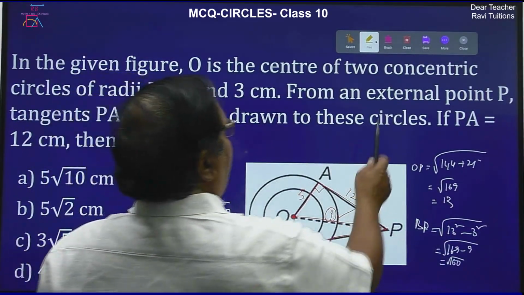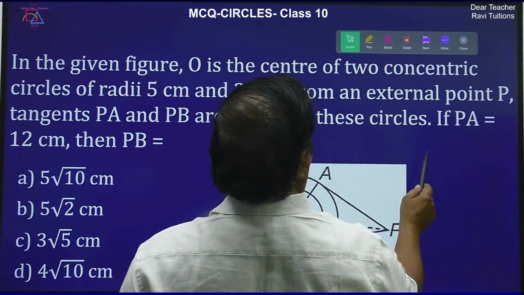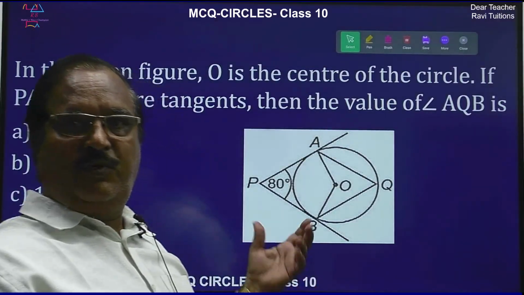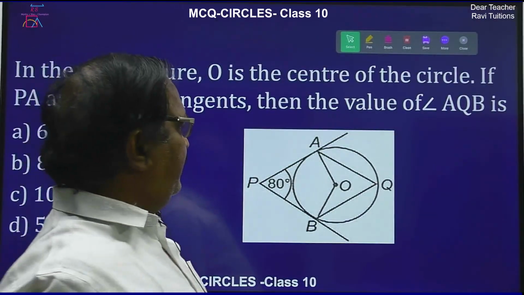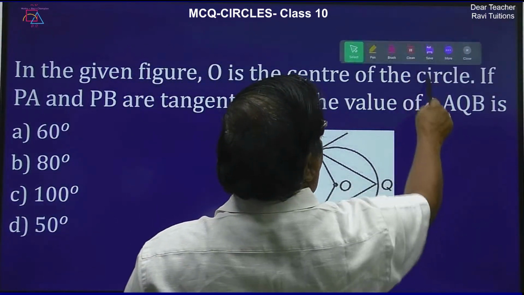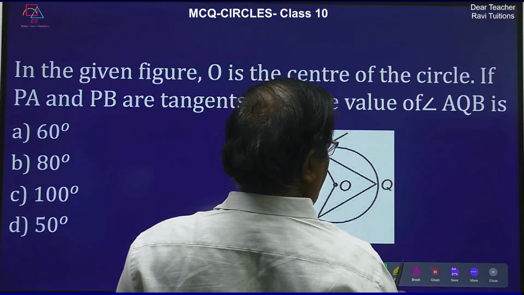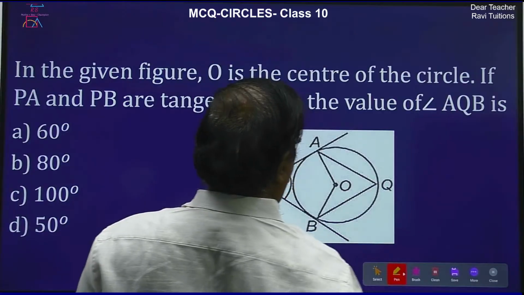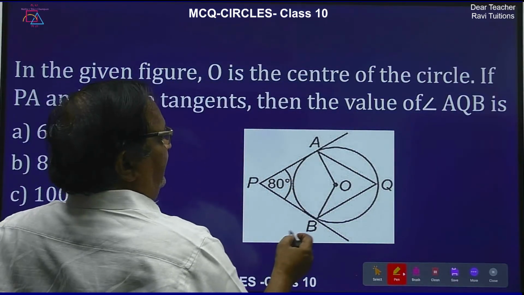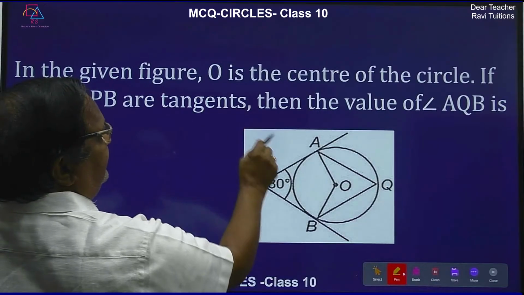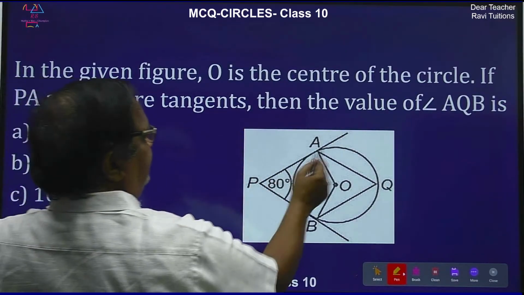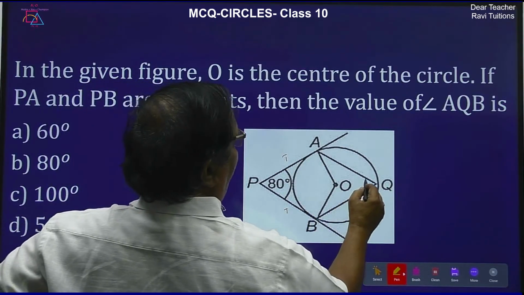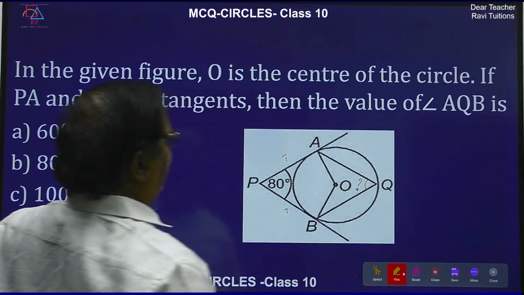So now let us go to another question. So again here it is given, this is one more important question. Let me use another color, red color, so that it will be visible on the white. Now our target: O is the center, PA and PB are the tangents, this is a tangent, this is a tangent. The value of angle OQB is how much? That angle we have to find out.